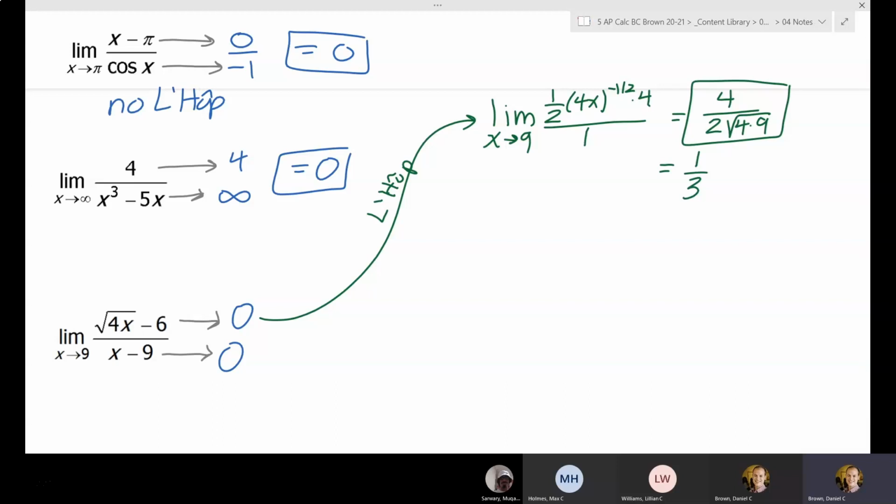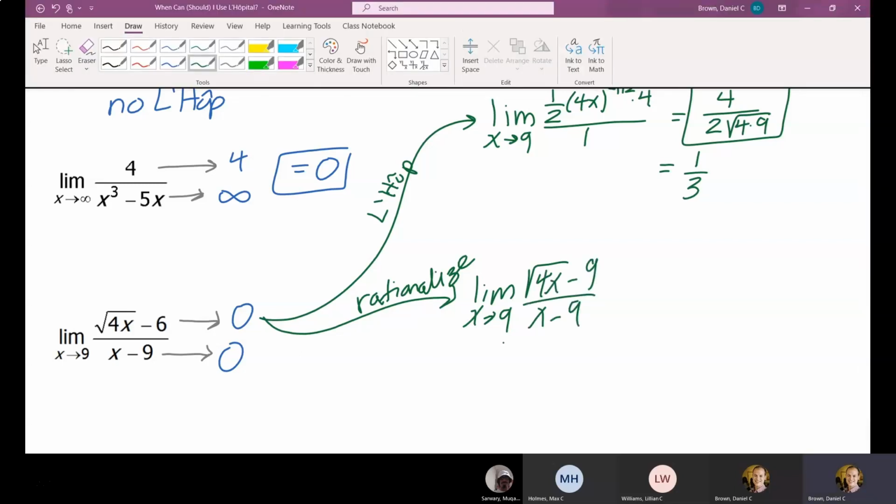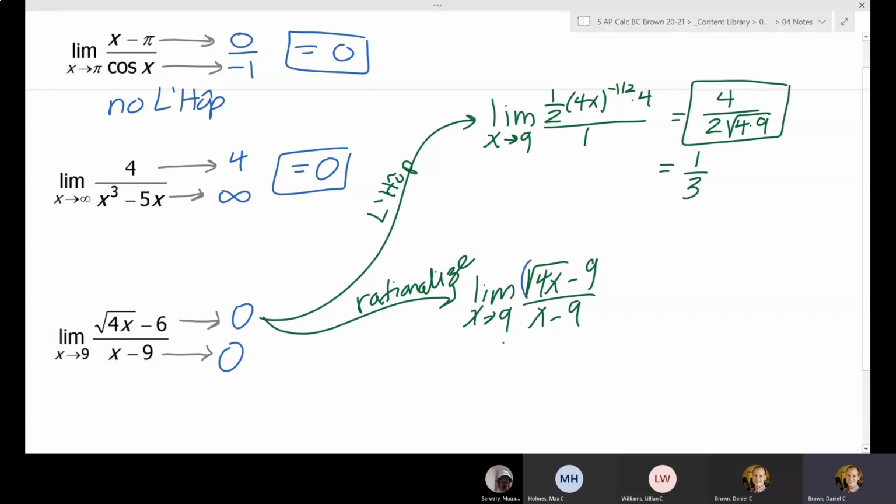The old way that we did it, I'm not going to work it out completely this way because you would have the same answer, is you could rationalize. And if I'm rationalizing this problem, so x is going to go to 9, this was the original limit that we had, and we would have to multiply it by the conjugate.